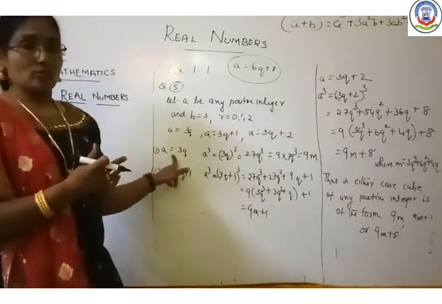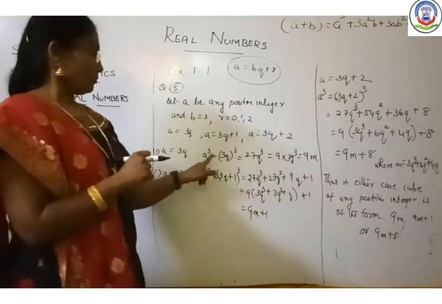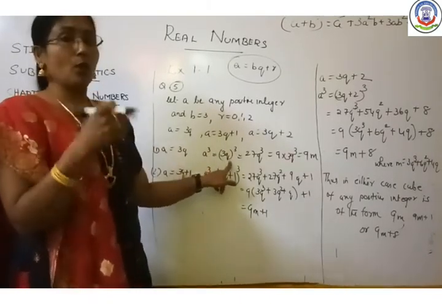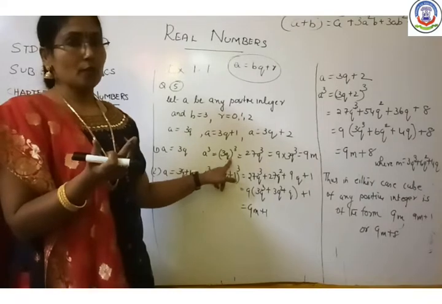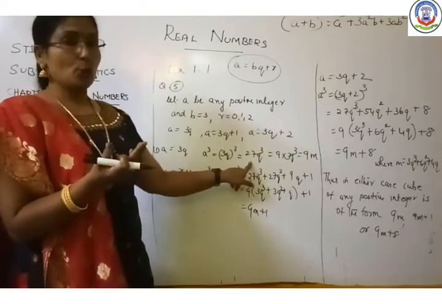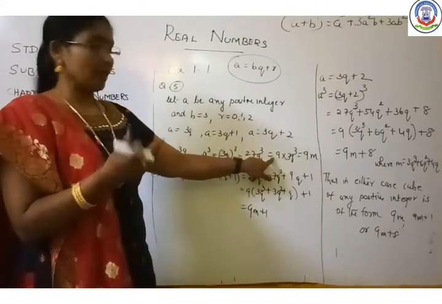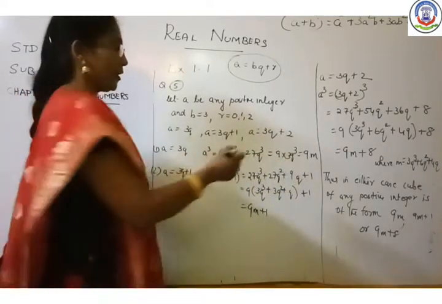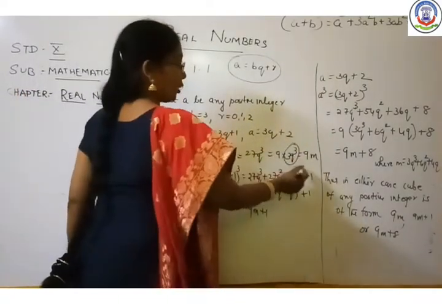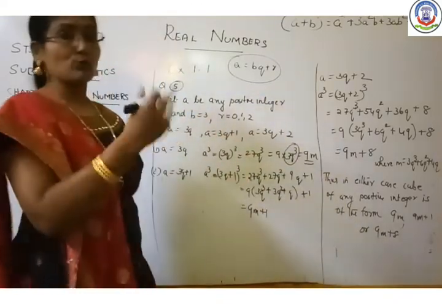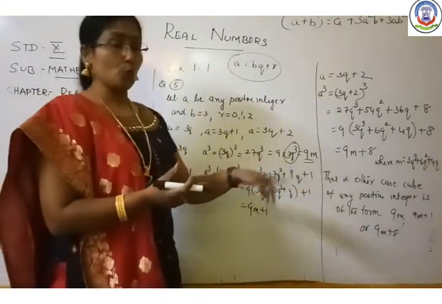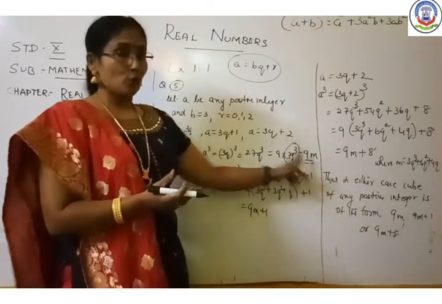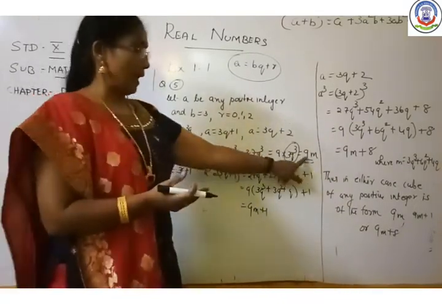Look at the first case. a is equal to 3q. Its cube means 3q the whole cube. 3 cube is how much? 27. So 27 q cube. We can split it this way: 9 into 3q cube, where I have taken 3q cube as m. So it changed to 9 into some other integer. That means 3q cube we have written as m. That means 9m. So the first case you have got is 9m.